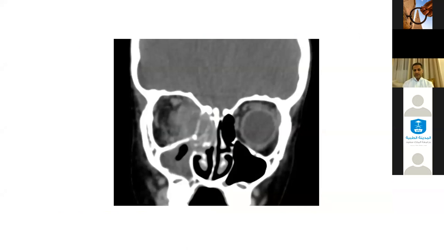So what can you describe, what do you think is going on? So this is a coronal cut of the orbit. It shows in the right eye there is a homogeneous nasal mass, and there is also clear muscle insertion. There is no alignment of the muscle, basically. And it involves as well the inferior, the maxillary sinus.